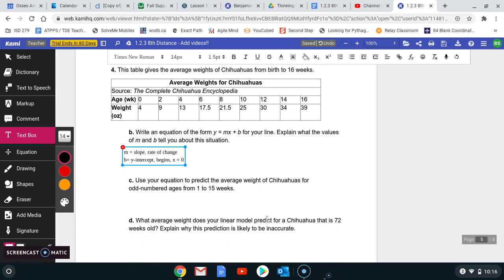Use your equation to predict the average weight of Chihuahuas for odd-numbered ages from 1 to 15 weeks. So up here we see we have 0, 2, 4, 6, 8, 10, 12, 14, and 16. They want you to use your equation to see what it would be in the weeks between those.